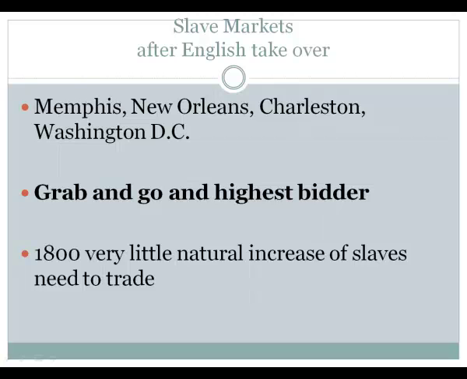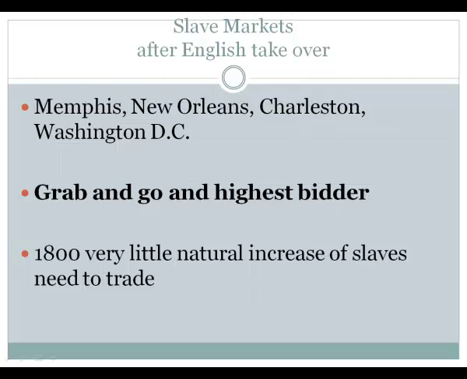Now, there's basically two types of slave auctions. There's the grab and go and the highest bidder. And the grab and go is pretty much what it says. The slaves are put in a big pen, and you climb up on a pole or chair, and you look in and you find the slave that you want, and then when the door is open, you run in and you grab that slave and you take him out and you pay for him. And the other one is the one you know the most about. They're put on an auction block basically, and the person who bids the highest gets the slaves.